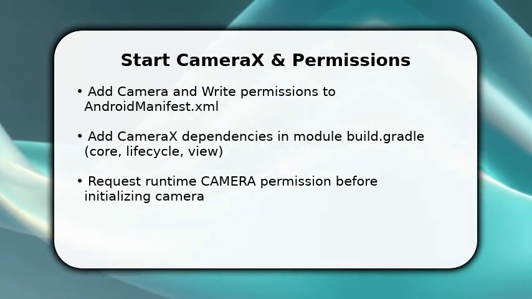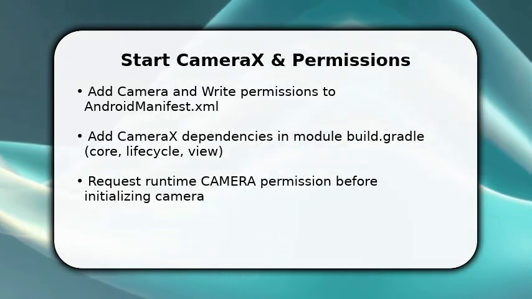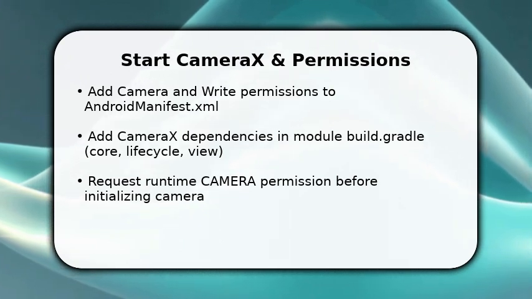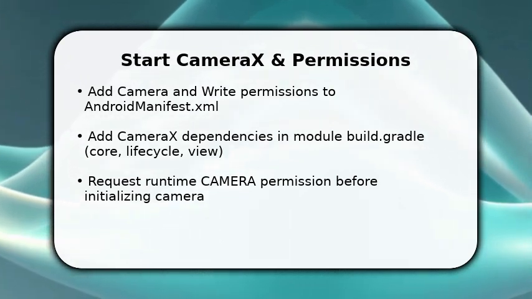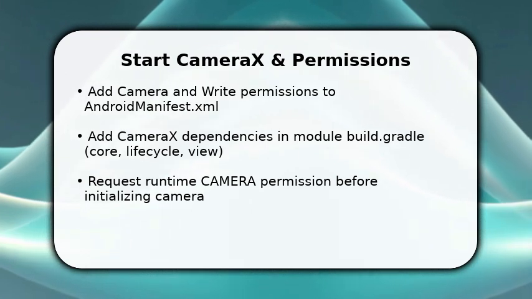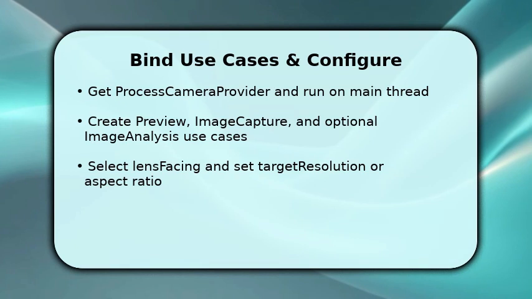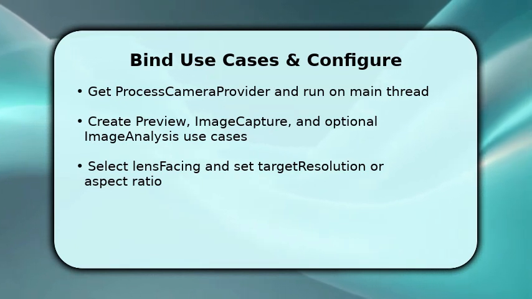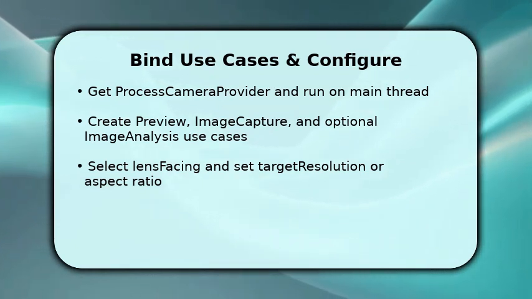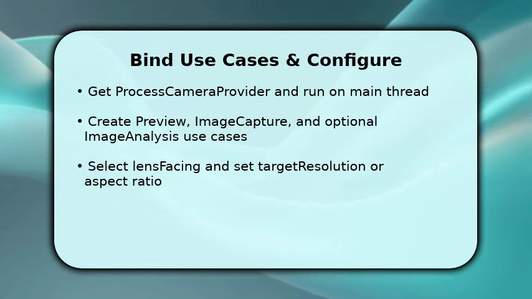Next, create a preview use case and a simple surface provider for your preview view. This gets the camera image stream into the UI and sets you up to bind use cases to the lifecycle. You now obtain a ProcessCameraProvider and, once available, unbind previous use cases and prepare new ones.